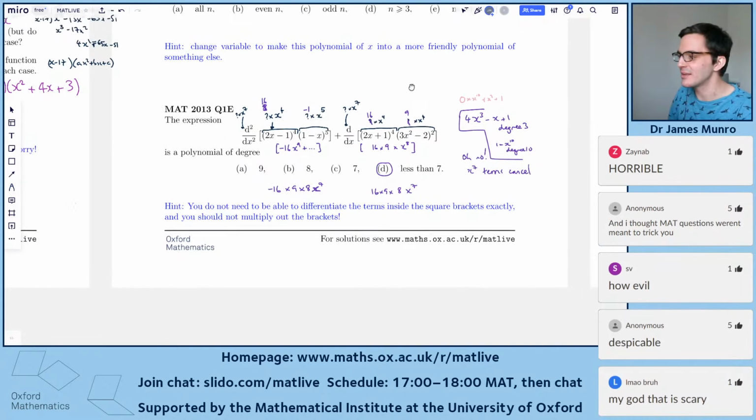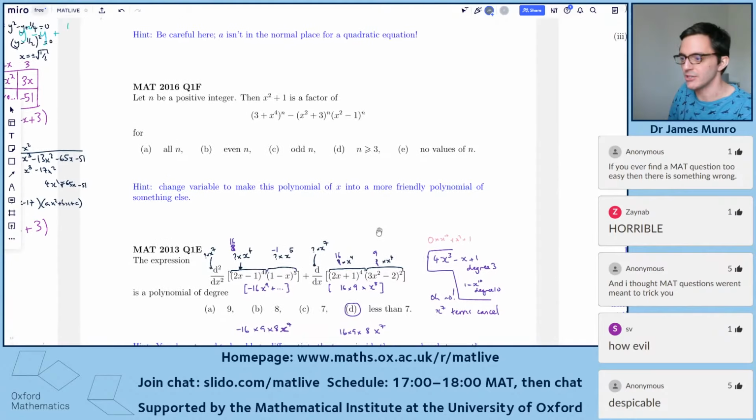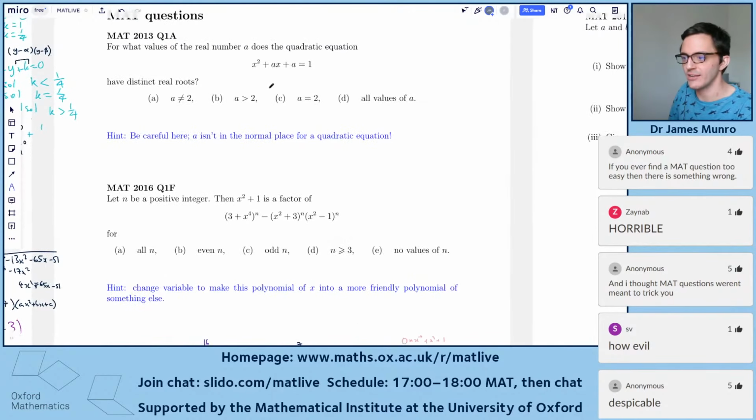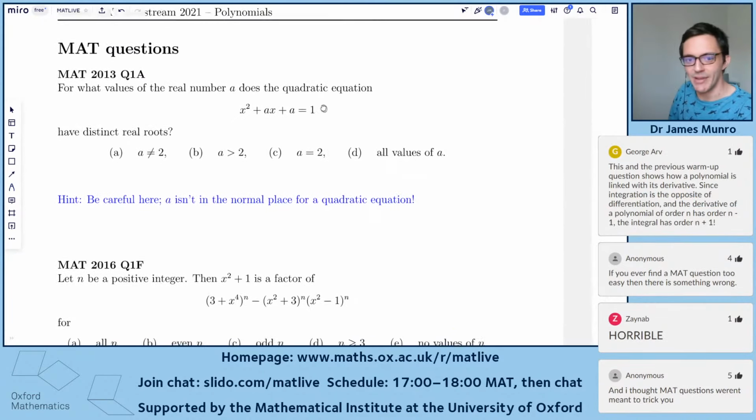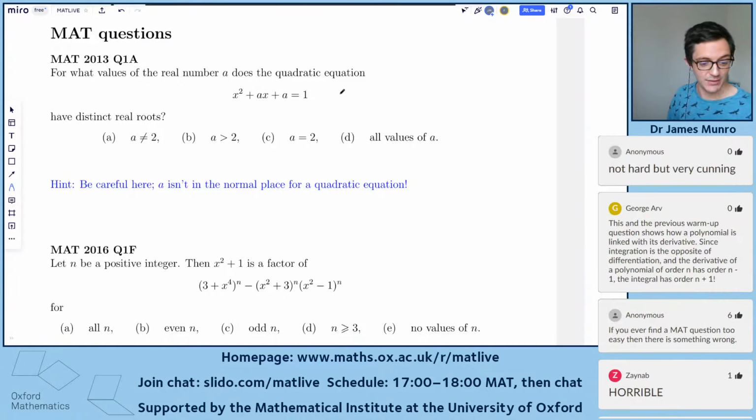Right, good. We're going to do a friendly one and look at a long question and then call it a day. Let's do a more friendly one. Yeah, let's do a kind of warm down as we get up to 6 o'clock. Someone's linked it with the warm-up question, how polynomials link with its derivative, which is good. Ah, yes. There you go. You can think about integrating instead of differentiating as well. Okay, right. We're going to do 2013 question 1a next, I think.